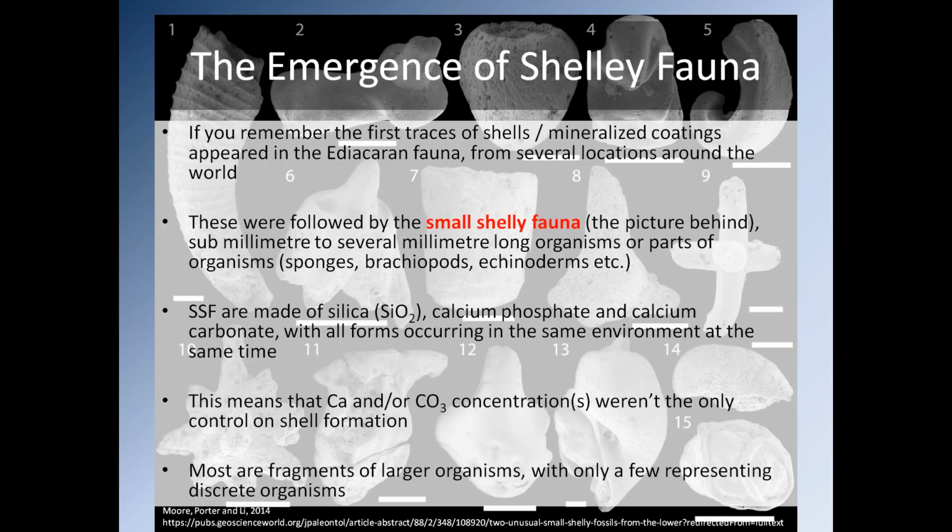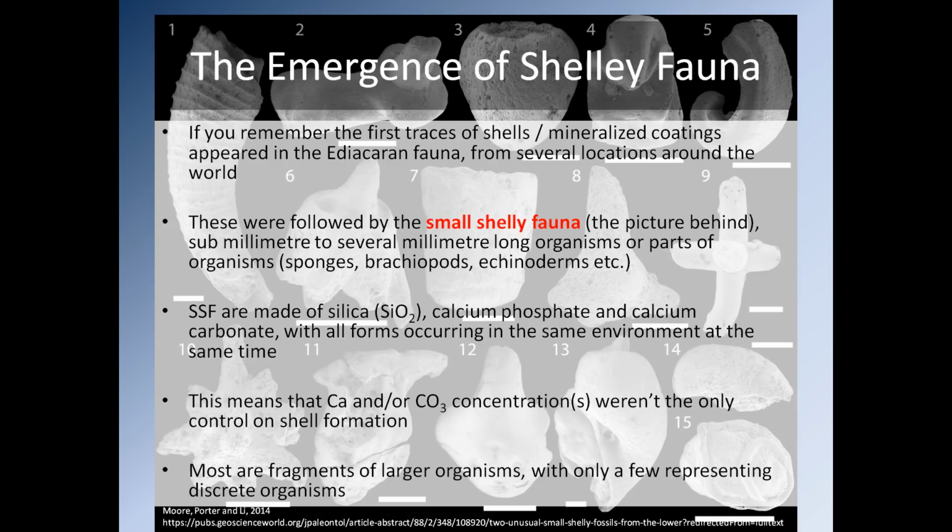So the small shelly fauna are made of a range of materials. Some of them have shells made of silica, some of them have shells made of calcium phosphate, and some of them have shells made of calcium carbonate. Now, the interesting thing is that all forms occur in the same environment at the same time. So that's an interesting feature.